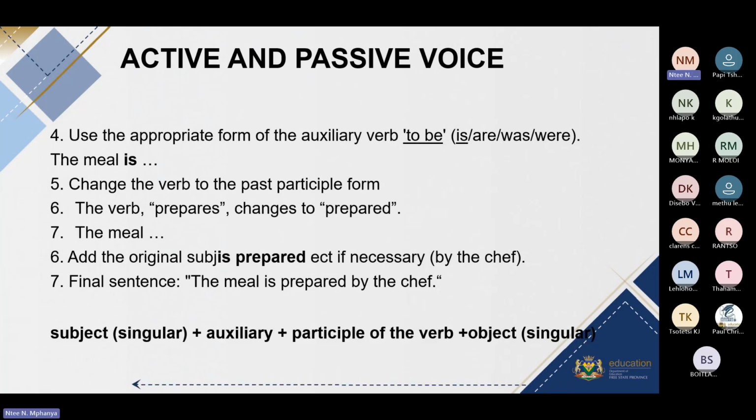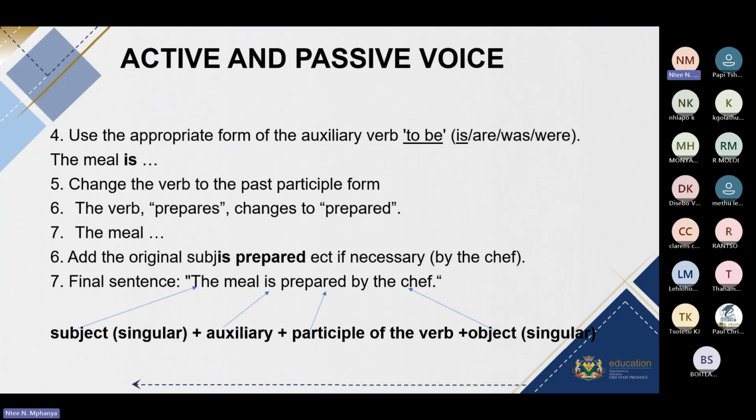Let's look at how the sentence looks now when it is in the passive voice. We have the subject, the meal. We have our auxiliary verb is. We have our past participle of the verb, prepared. And then ultimately we have the object.